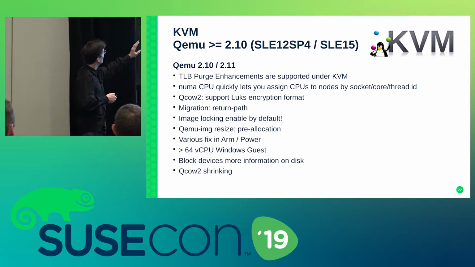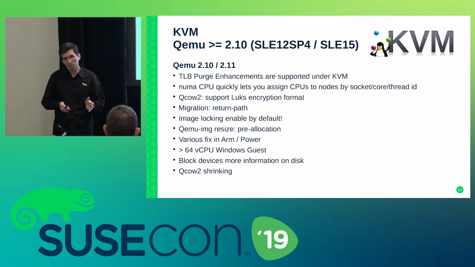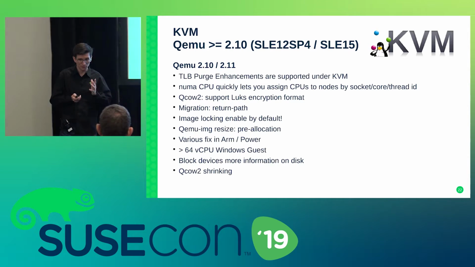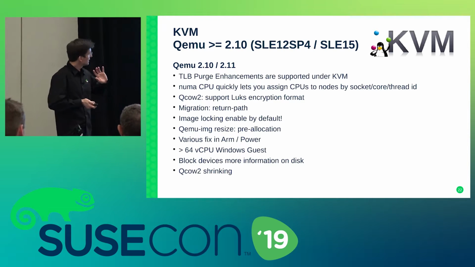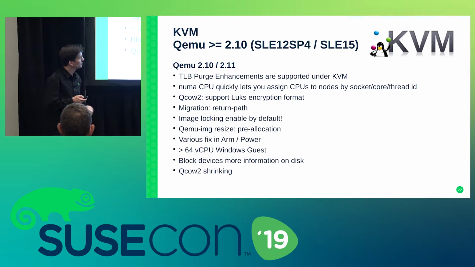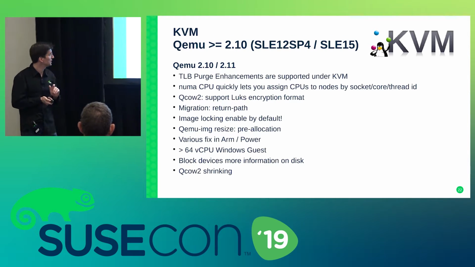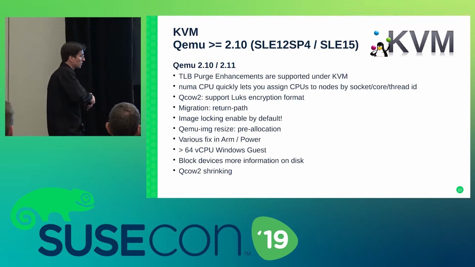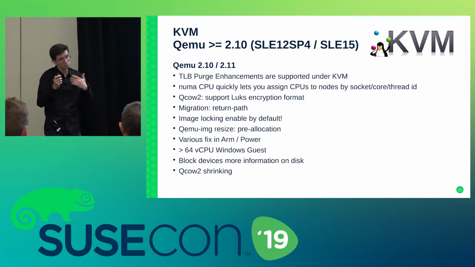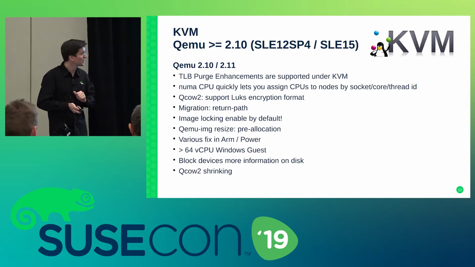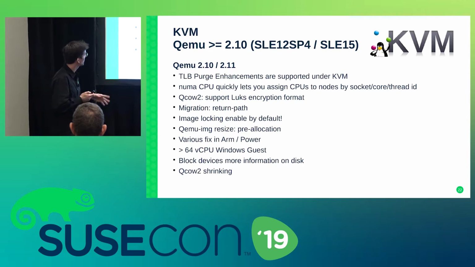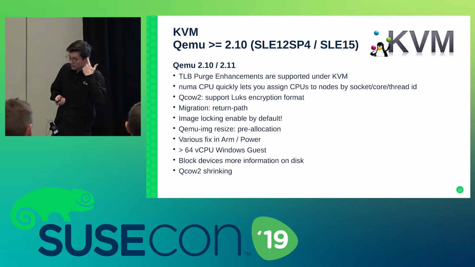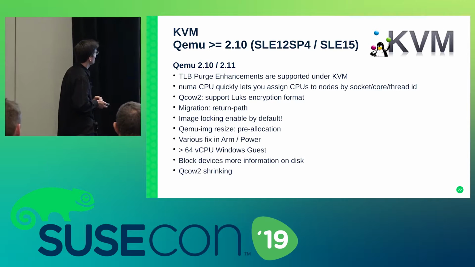QEMU image resize, so pre-allocation. Pre-allocation of disk image is something that you can use to speed up the growth of an image. For example, a qcow2 image, when you create it to store your VMs, is small until there is data inside. And if your image grows very quickly because you put a lot of data in it, if you don't do pre-allocation, it will slow down the usage of your guest. So you can do pre-allocation of zero data inside, and then it will speed up the usage of your VMs.